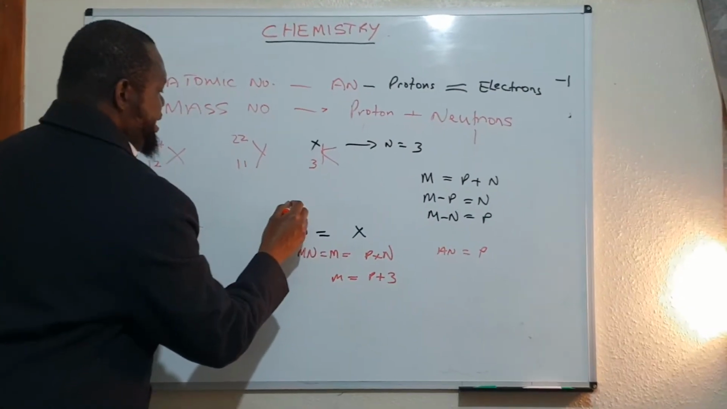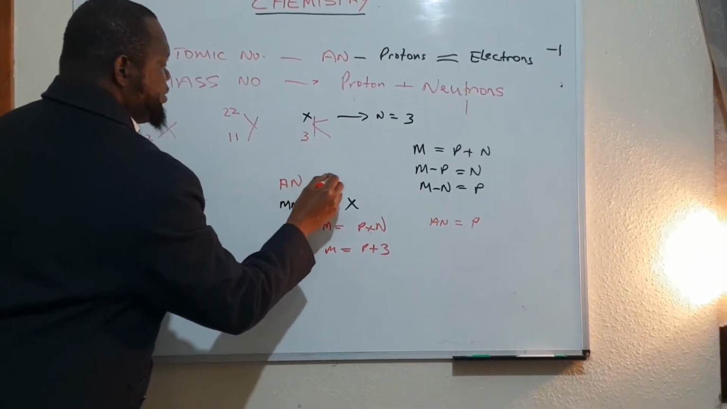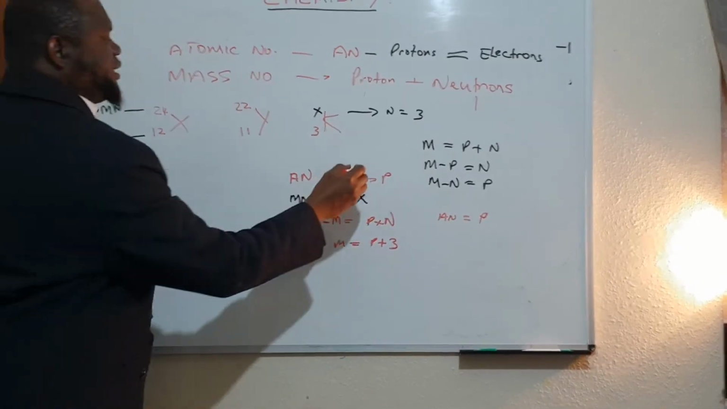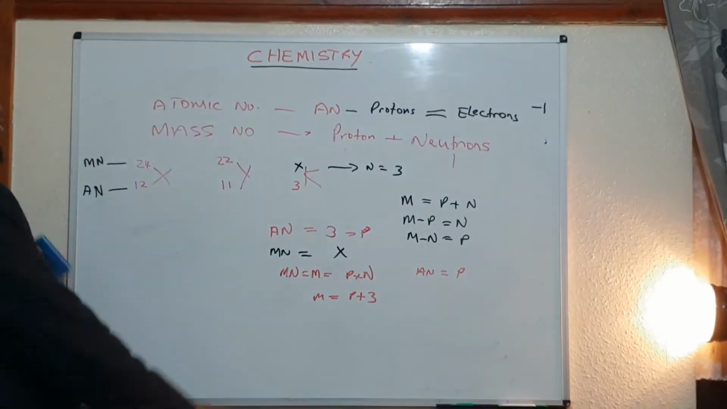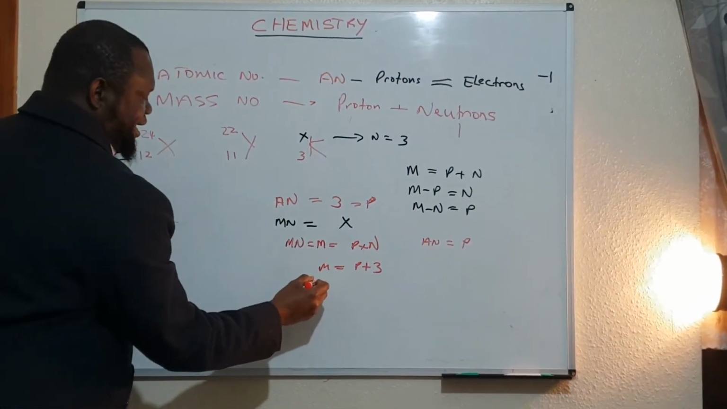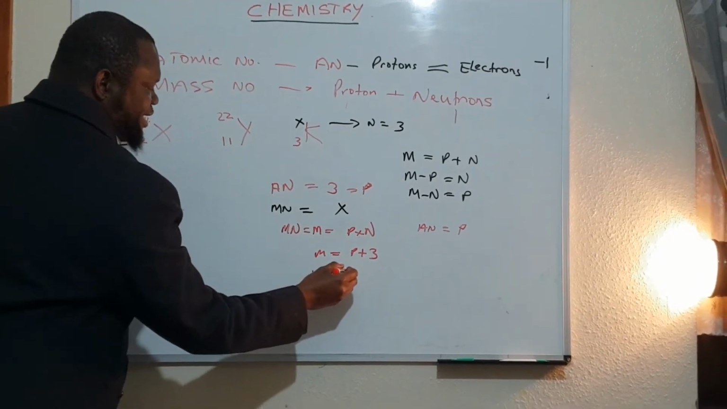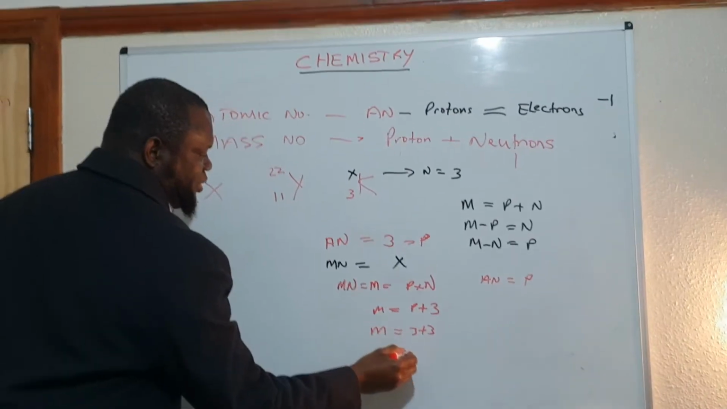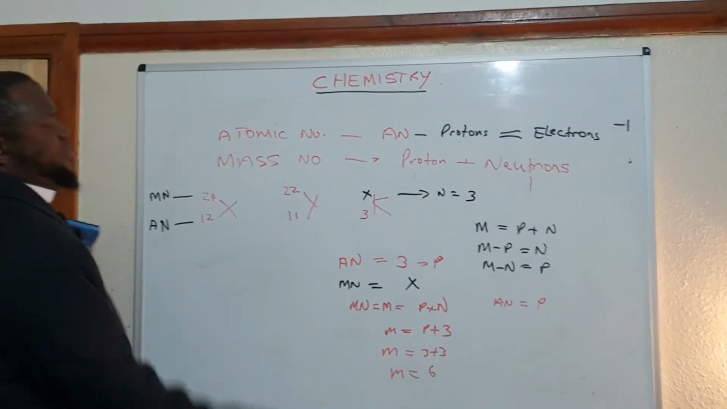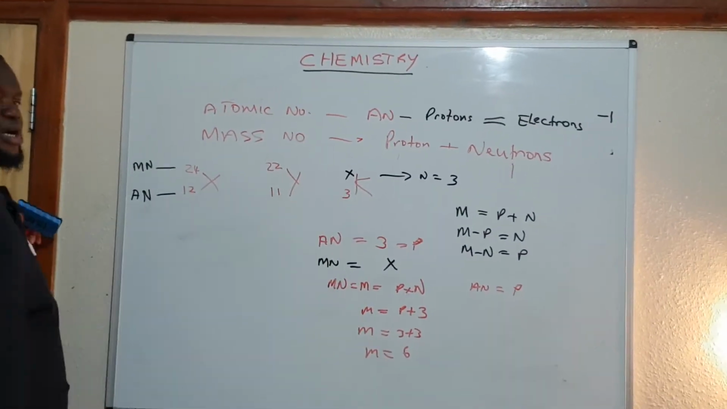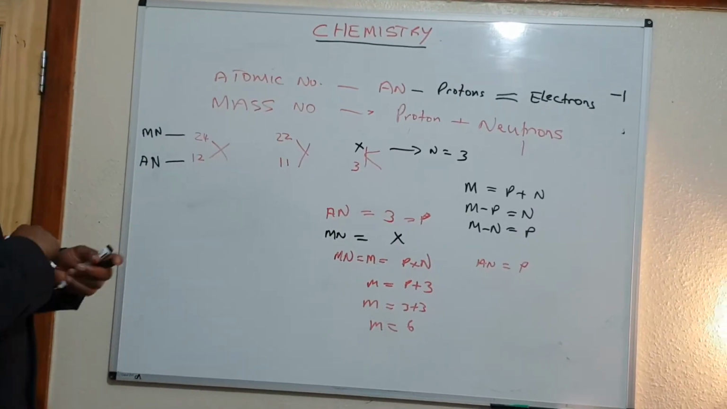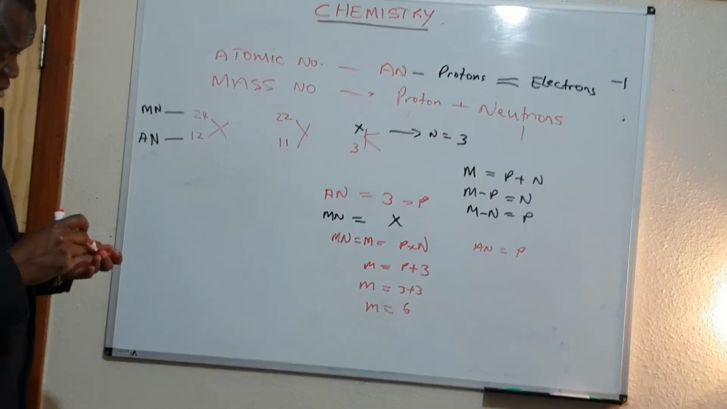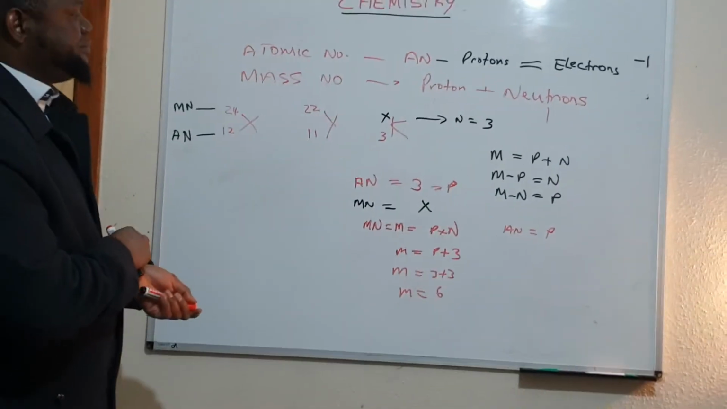The atomic number is equal to 3 because of the number of protons in it. So therefore, our P is equal to 3. So M is equal to 3 plus 3. That means M is equal to 6. So our mass number, which we didn't know, is equal to 6. A lot of this type of question comes up in GCSE.